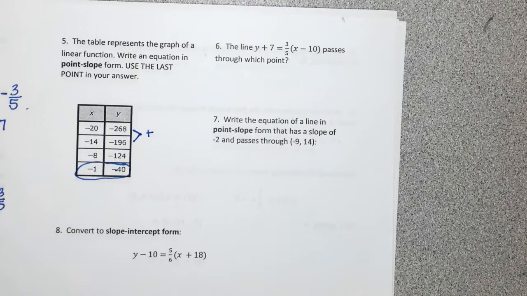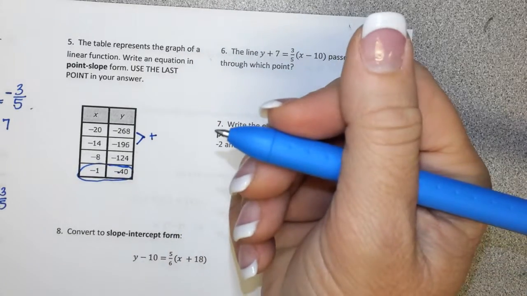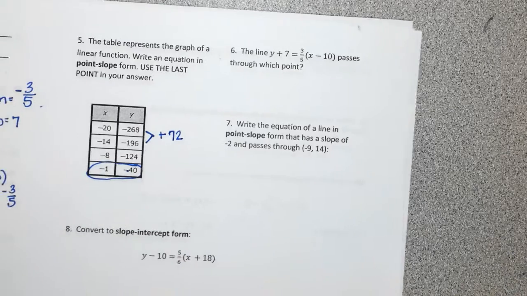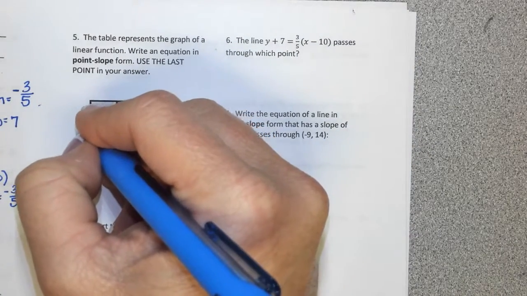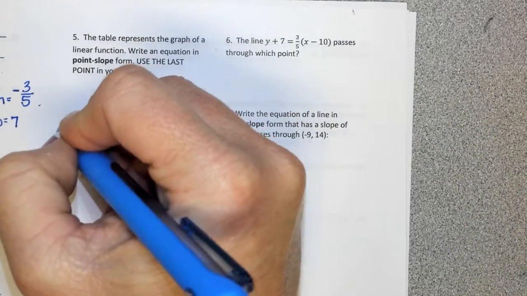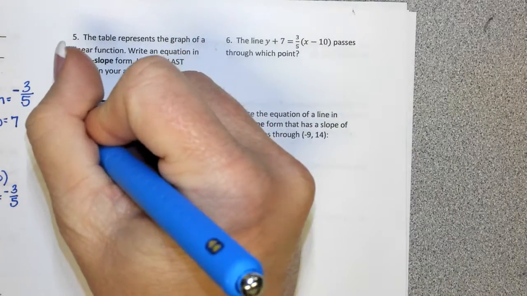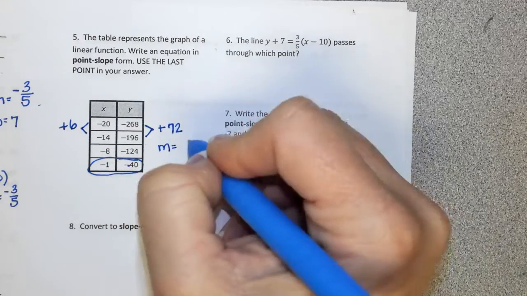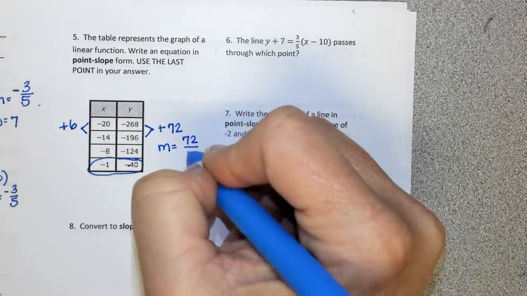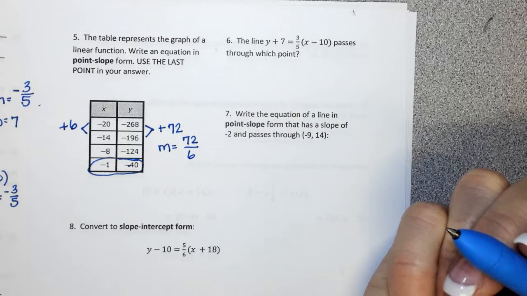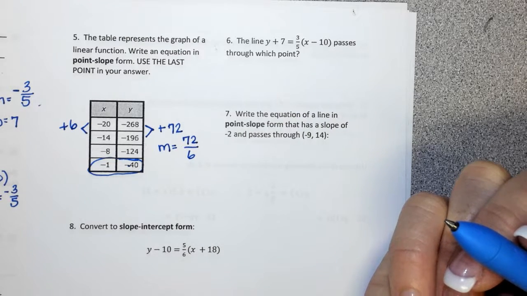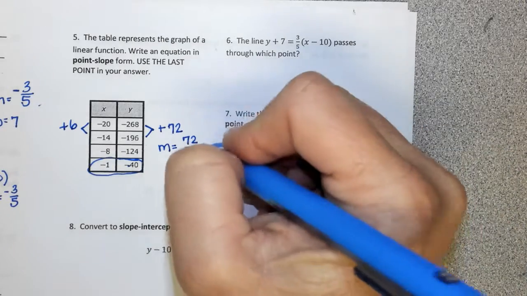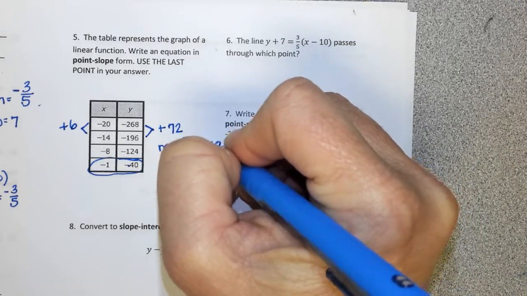What is it? 32? 72? I don't know. I haven't checked it. So 72. And then if I'm going from negative 20 to negative 14, I'm also increasing by what? By 6. So therefore my m is the delta y over delta x. So 72 divided by 6 is what? 12. So this is 12.